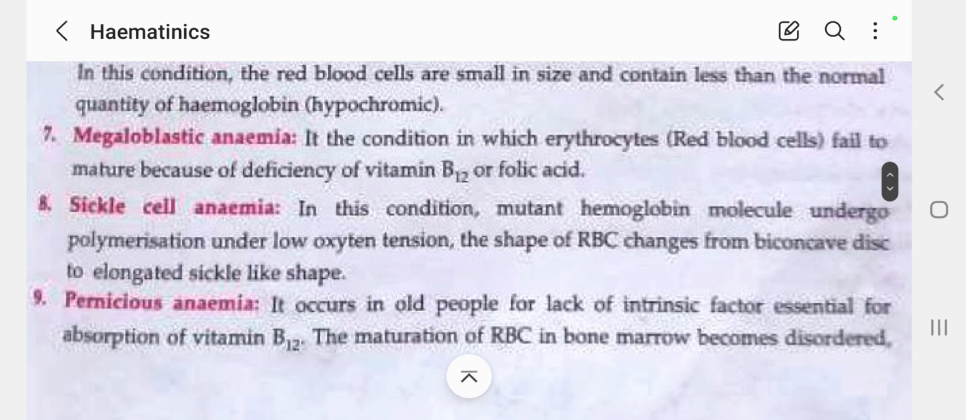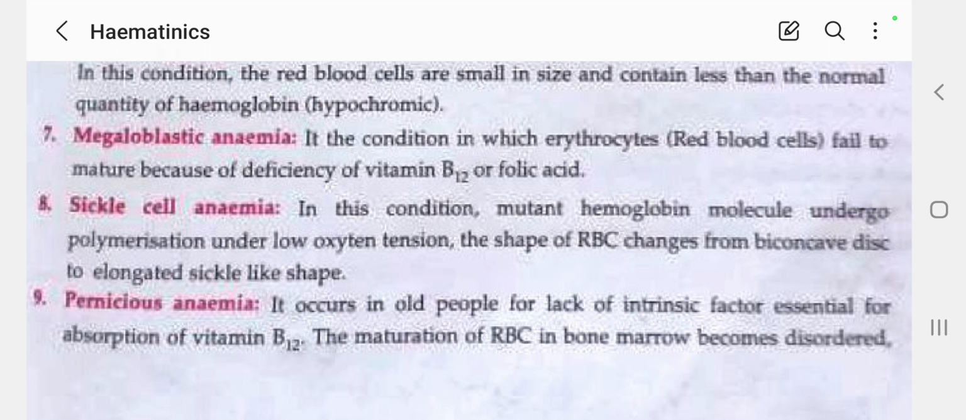And sickle cell anemia. In this condition, the mutant hemoglobin molecule undergoes polymerization under low oxygen tension. So the shape of the RBC changes from a biconcave disc to an elongated sickle-like shape. That's why it is termed sickle cell anemia.